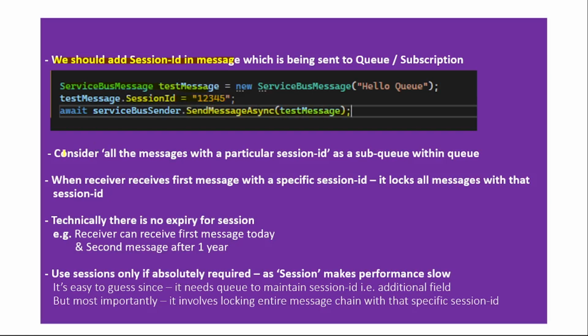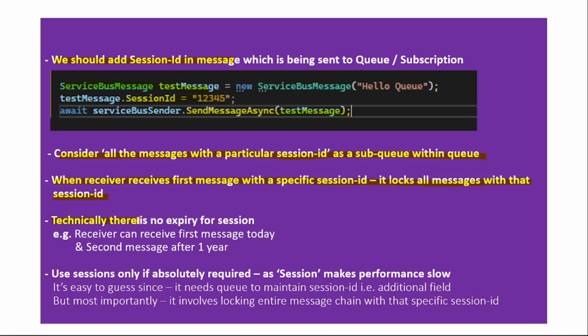Now consider all the messages with a particular session ID as a subqueue within a queue, and I guess that makes sense, right? Now when receiver receives first message with a specific session ID, it will lock all the messages with that session ID. That means that entire chain of the messages with same session ID will be locked.